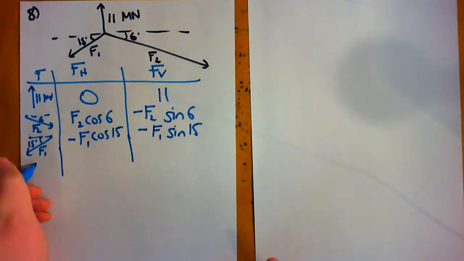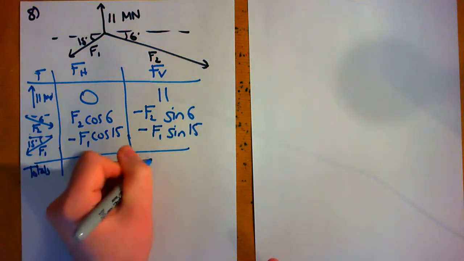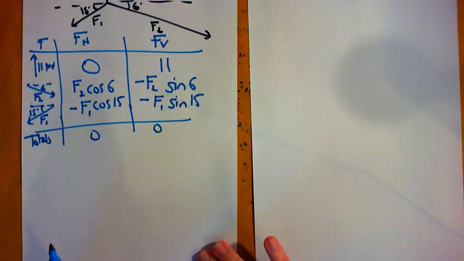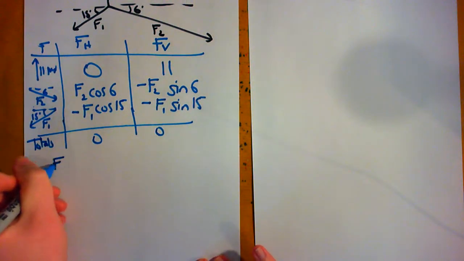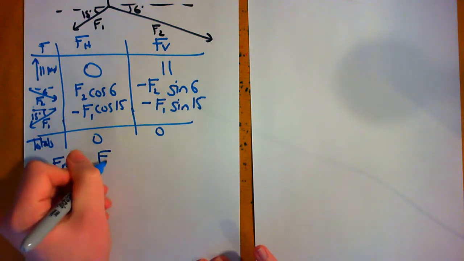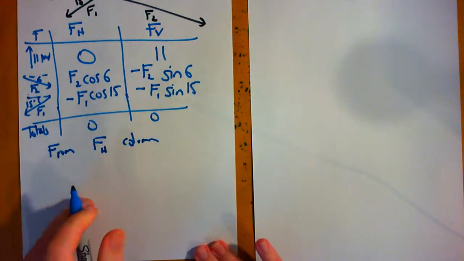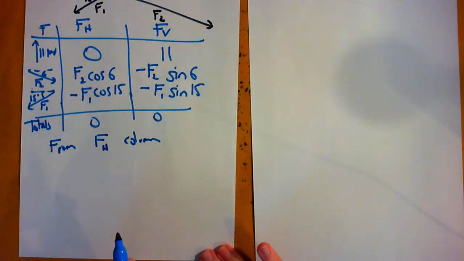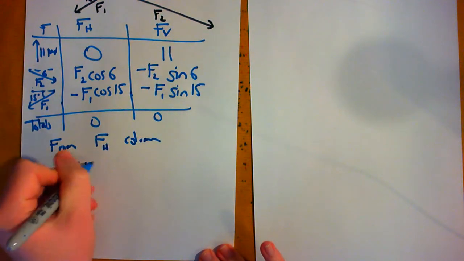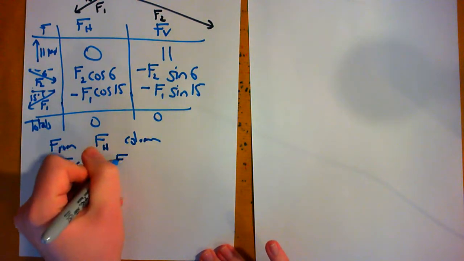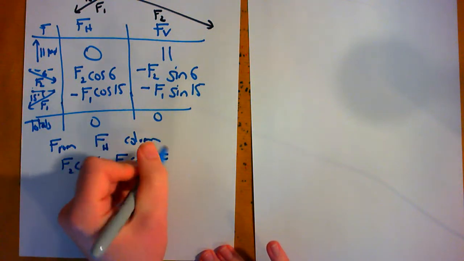If it's in equilibrium, we know what the totals should be, 0. So the totals here are 0, and we can work out our two equations. So from the FH column, we've got 0 plus F2 times cosine of 6. So we've got F2 cosine of 6 minus F1 cos of 15 equals 0.